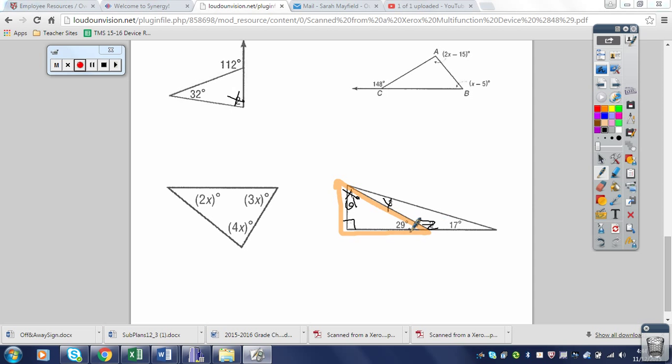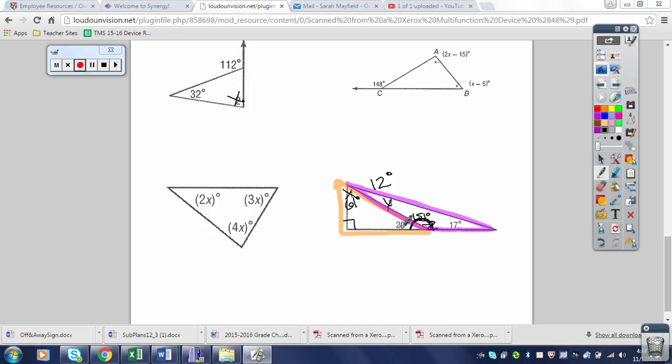Well, look at Z. Z is connected with 29. They make a linear pair. So what's 180 minus 29? 151 degrees. All right, so now if you look at this, you have a really big obtuse triangle. 51, 17, and Y. So 51 plus 17, subtract that from 180, you get 112 degrees. There's a bunch of different ways you can solve this and still get the same angle measures. Okay?